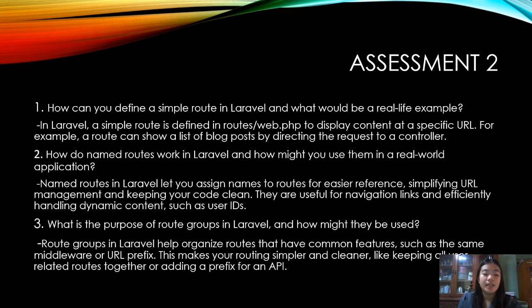Named routes in Laravel let you assign names to routes for easier reference, simplifying URL management. This improves code clarity and allows for dynamic URL generation, such as with user IDs. For example, a named route for a user profile lets you generate URLs easily, keeping your code organized and maintainable.